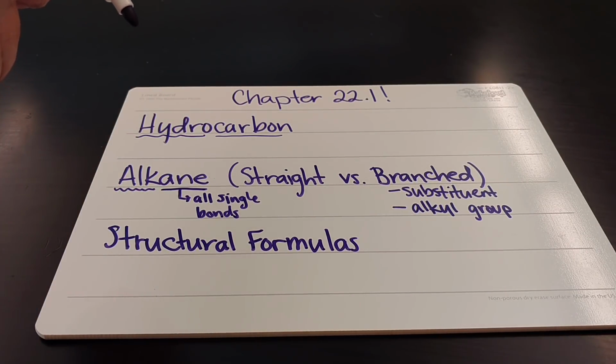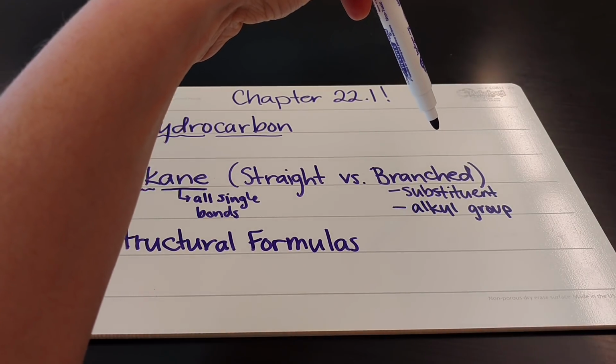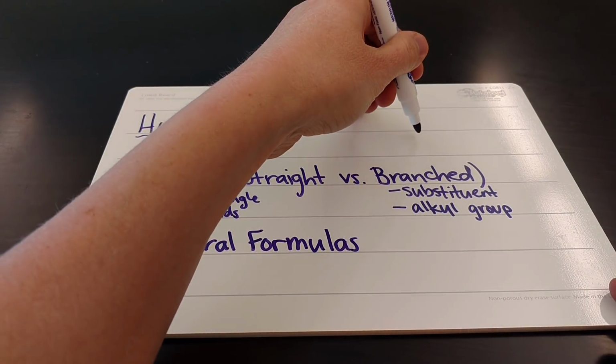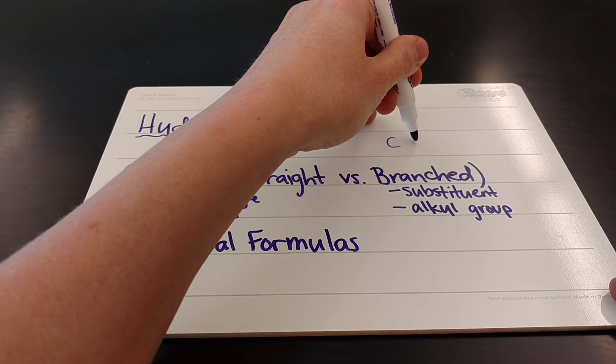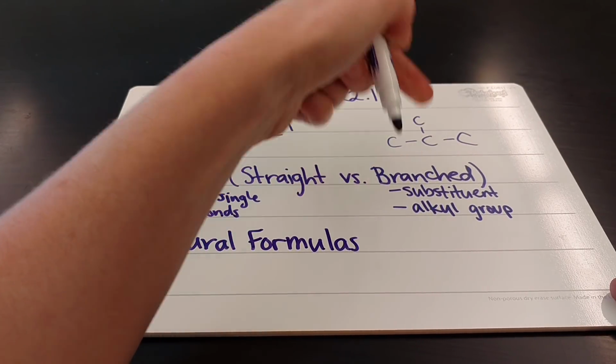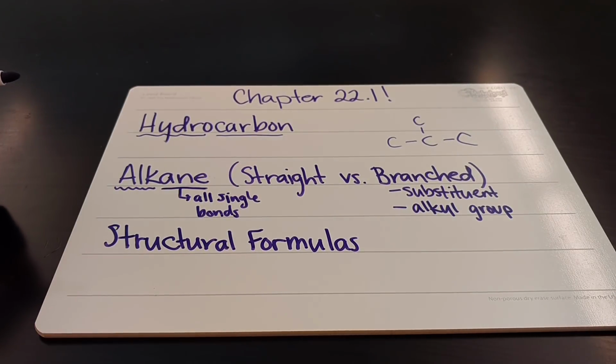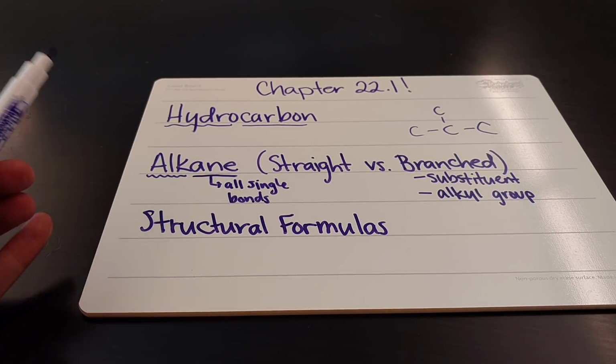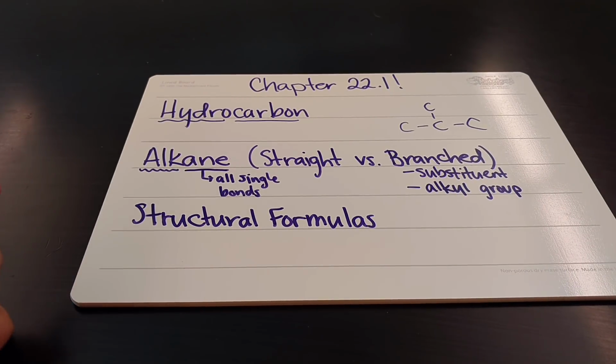Branched, on the other hand, is going to have carbons coming off in different directions. So if I've got 3 carbon atoms in a row, but then over here there's a carbon coming off of that middle one, that's a branch chain alkane. Okay? And we have various structural formulas for these things.